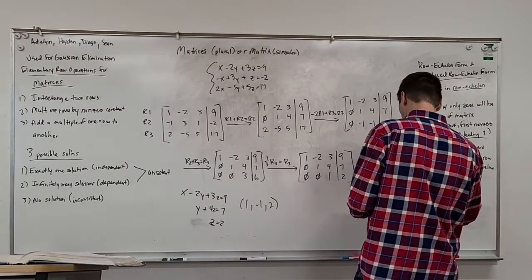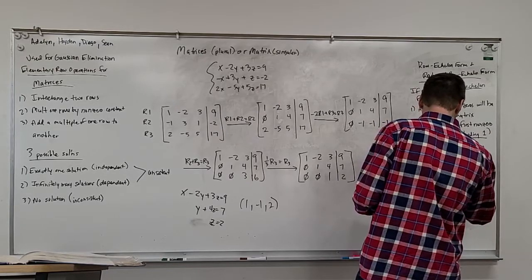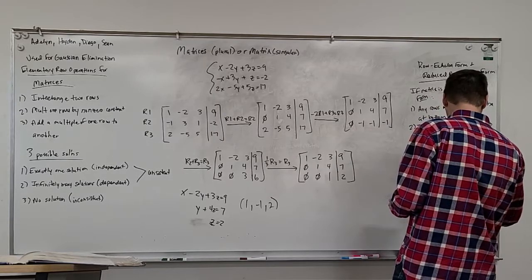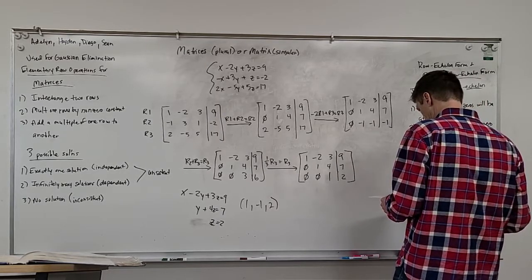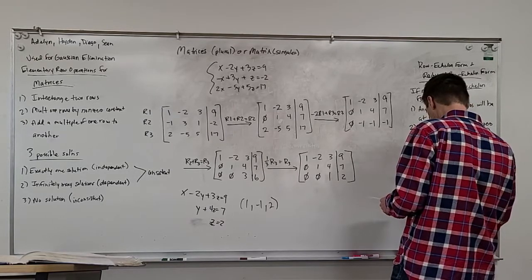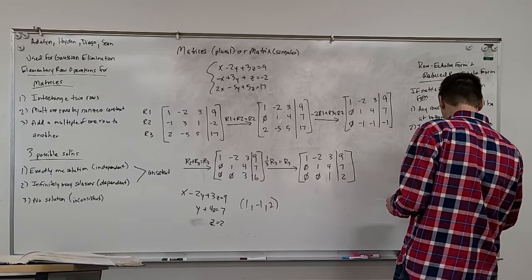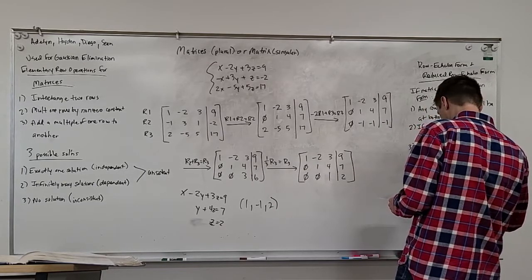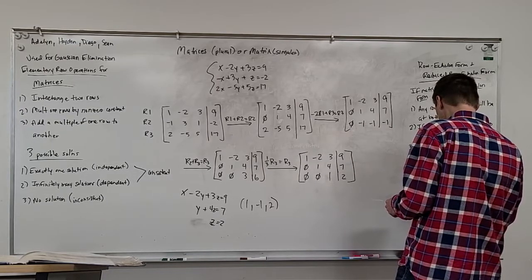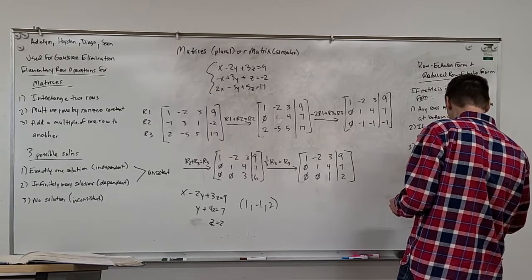Now, if it is in reduced row echelon form, each leading one will have only zeros above and below it.